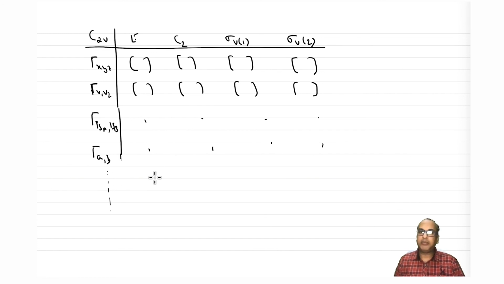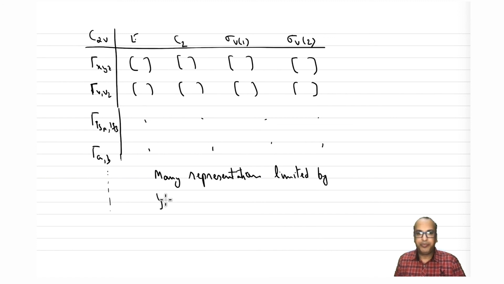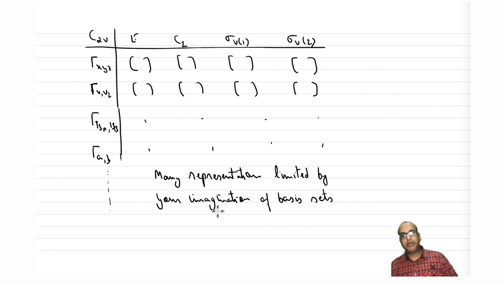So how many such representations are possible? The answer is many representations, which is limited by your imagination of basis sets chosen to carry out the transformation under different symmetry operations, right? So that's all for today. We will see more of this matrix representation in the next class. All right. Thank you.